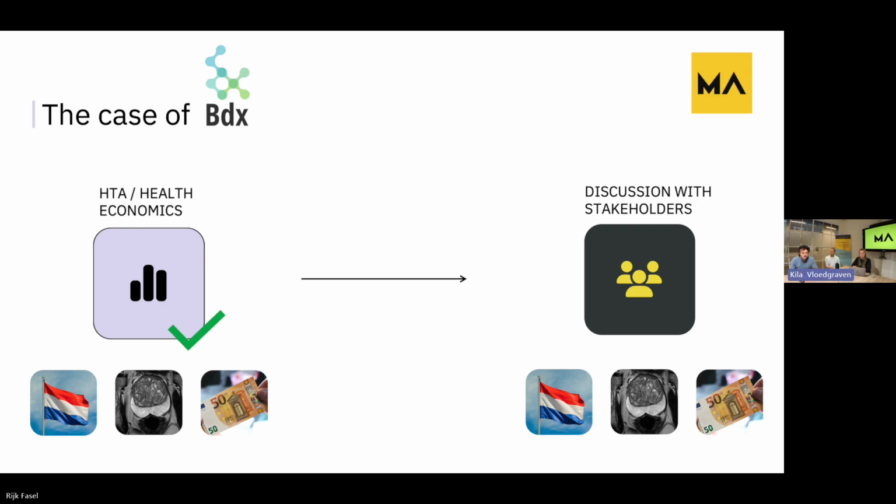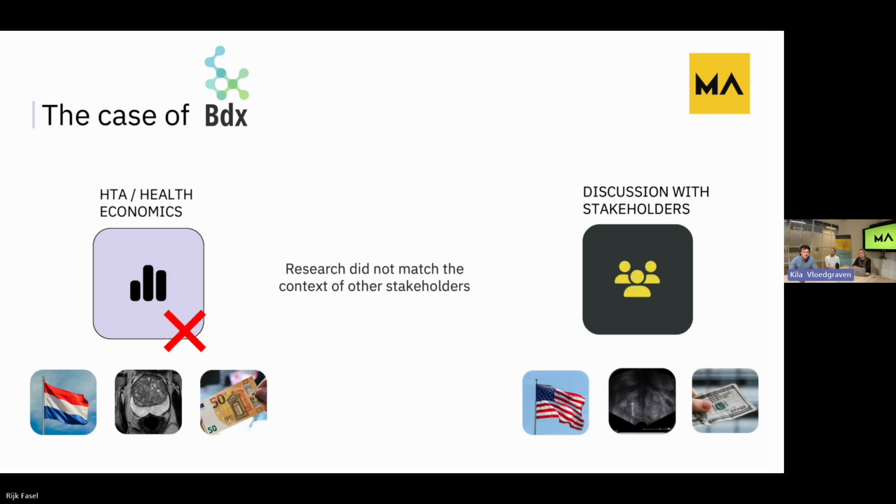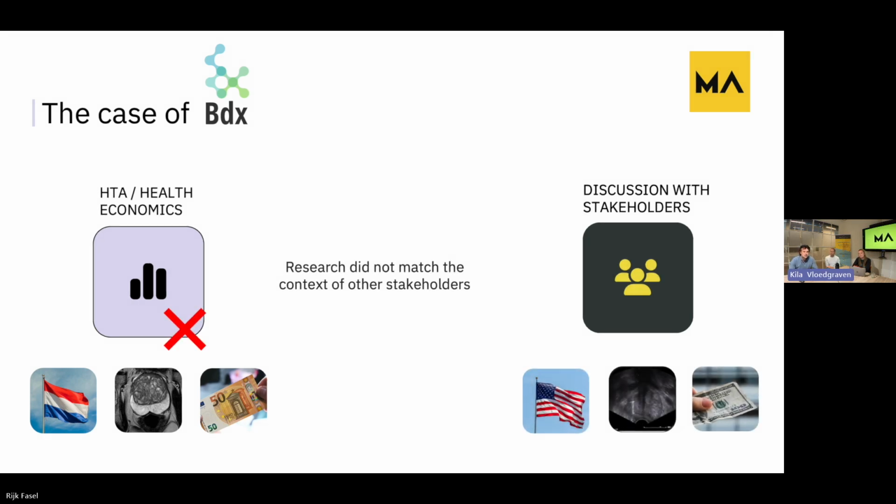But then actually, we experienced a lot of problems. Like in this case of BDX, they also wanted to use these health economic outcomes with different stakeholders. But then they got a problem because these stakeholders said, yeah, it's nice that you have shown that you are cost effective in the Netherlands with that specific pathway that you used and those certain cost levels. But yeah, for instance, here in the US, we have a different pathway that we are using. We make different decisions. And of course, we have different cost levels. So those health economics often did not match the context of the stakeholders, and the stakeholders were not convinced by these value assessments.